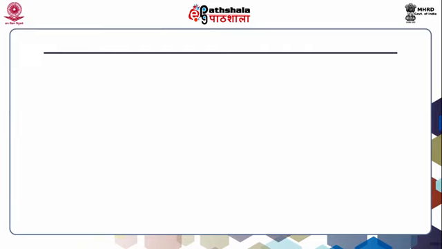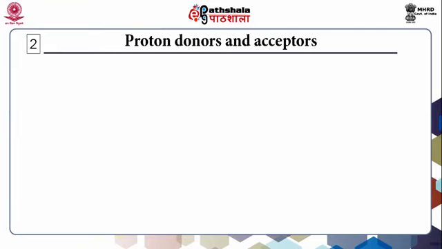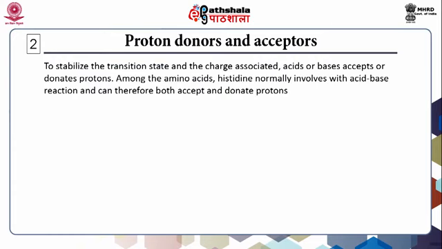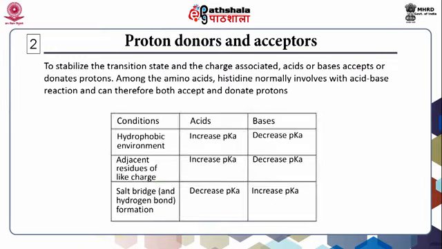Let us see what are proton donors and acceptors in relation to enzyme catalysis. To stabilize the transition state and the charge associated, acids or bases accept or donate protons. Among the amino acids, histidine normally is involved in acid-base reactions and can therefore both accept and donate protons. So, in this table, the effects of local environment on pKa are given.